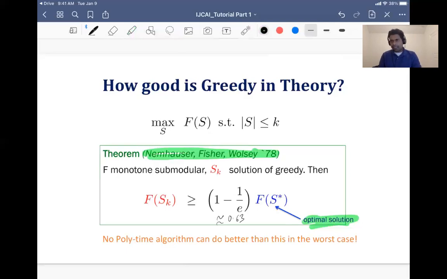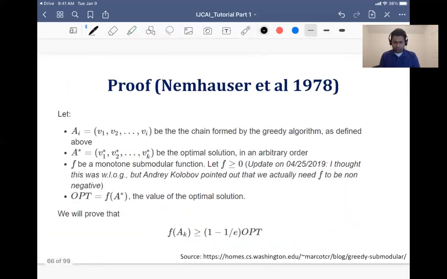It turns out that the proof of this is relatively simple. I'll spend a minute going over the main idea of the proof. Define A_i to be the chain of sets formed by the greedy algorithm. Recall that the greedy algorithm starts at the empty set and keeps adding elements, one at a time. So at iteration i I have the subset A_i, and this has elements v_1 to v_i. Denote A star to be the optimal solution in any arbitrary order. The order here does not matter.